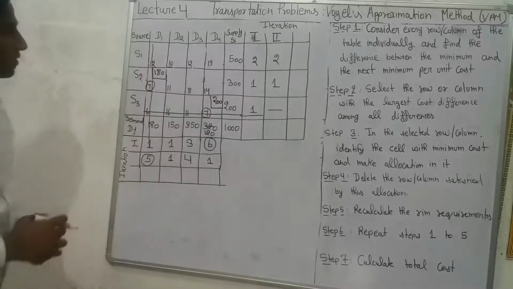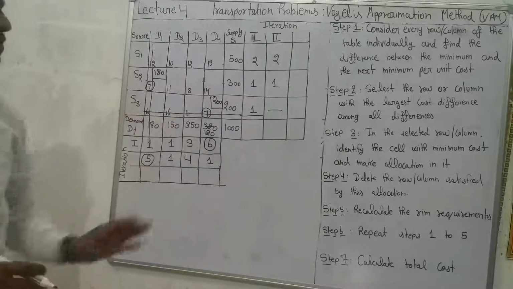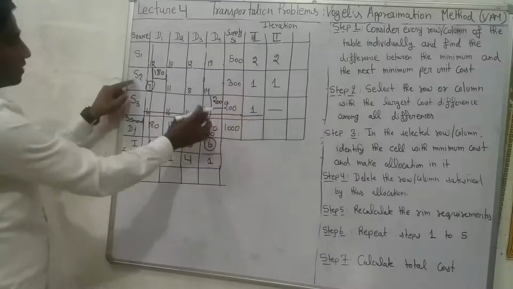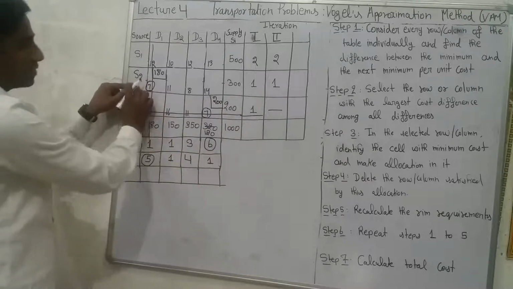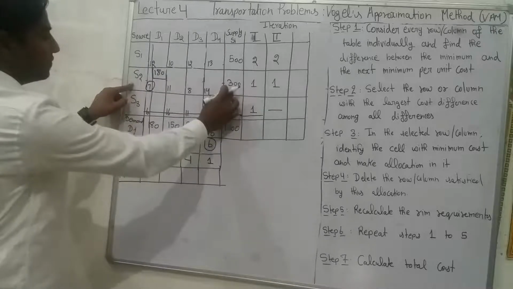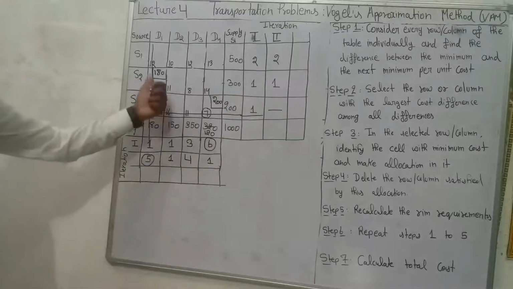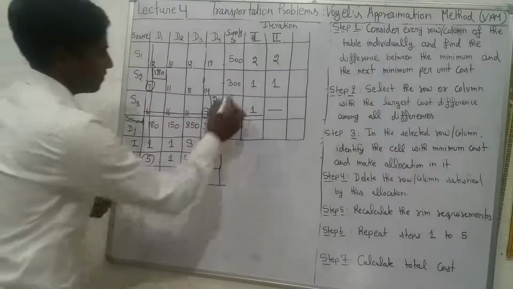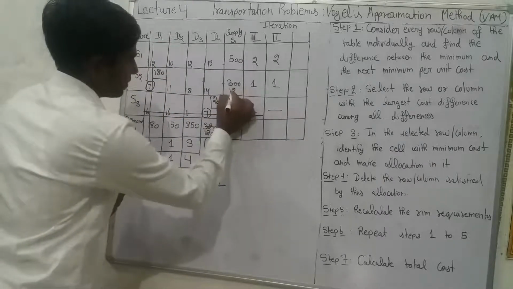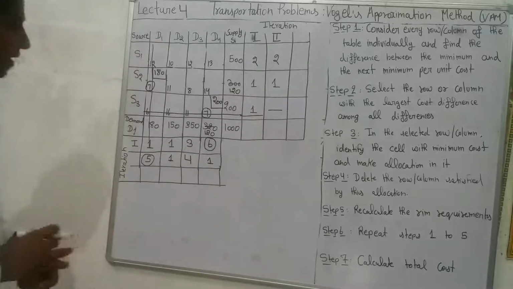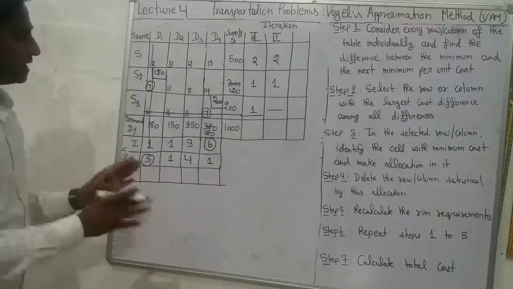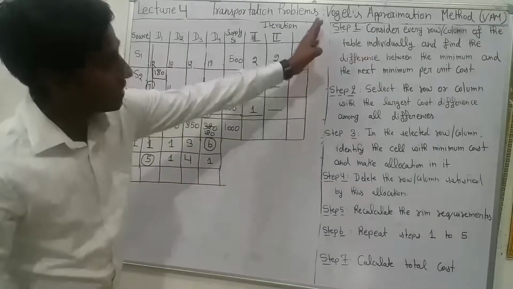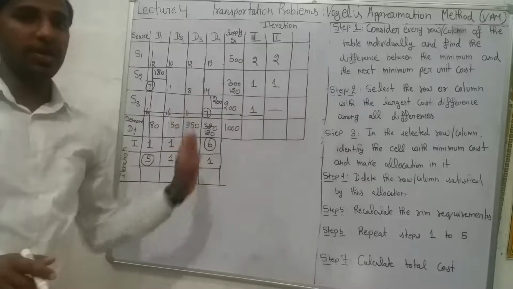So after deleting this column, adjust the rim requirements. The total units that can be supplied from source 2 were 300 units, and out of these 300 units, we have allocated 180 units to destination 1. So the remaining units would be 120 units. Okay, after readjusting the rim requirements, again we have to start this process for the remaining rows and columns.